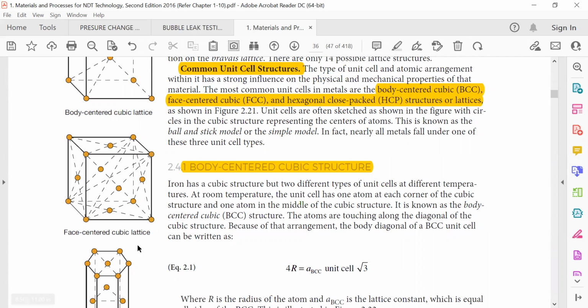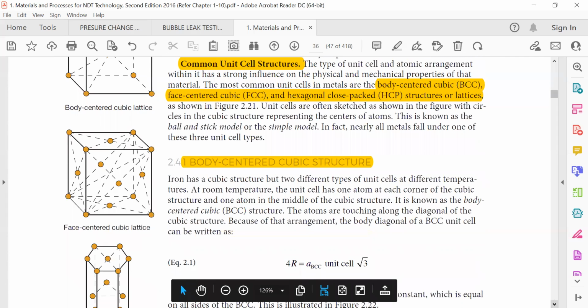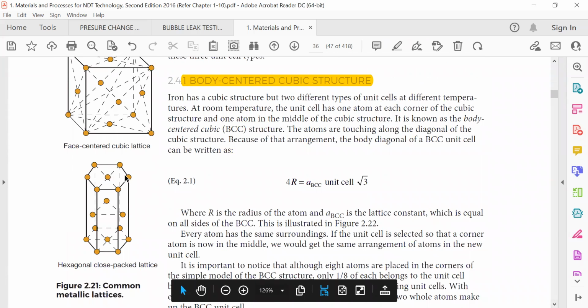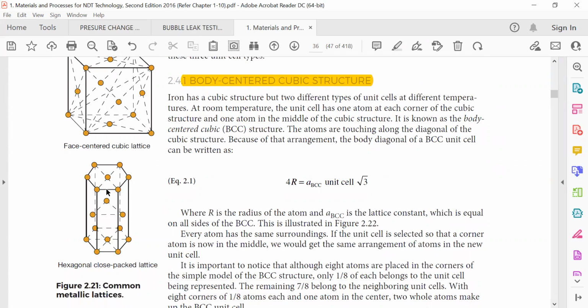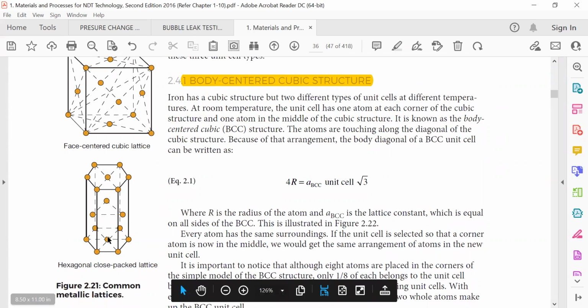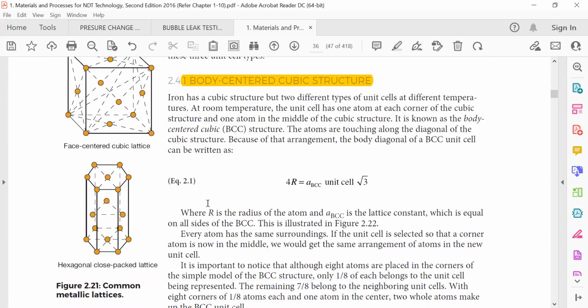Then hexagonal close packed. So you have a hexagon: 6, 6, 6, 12, plus 2, plus 3. So 12 plus 5, 17.